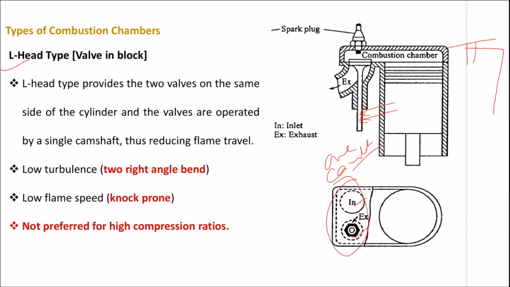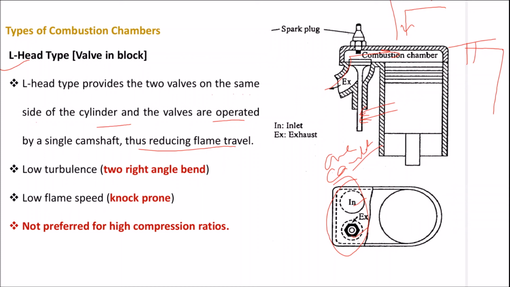So L-head types provide two valves on the same side of the cylinder, and the valves are operated by a single camshaft, thus reducing flame travel. It has low turbulence. It has two right angle bends. First, from the inlet valve to the combustion chamber. Second, from the combustion chamber to the exhaust valve. So it has two right angle bends, therefore turbulence will be somewhat low.